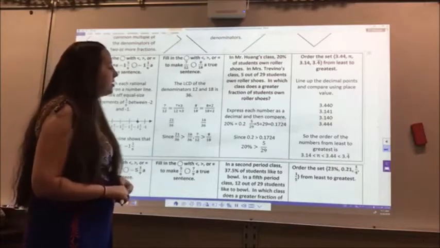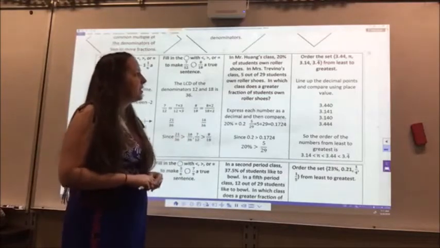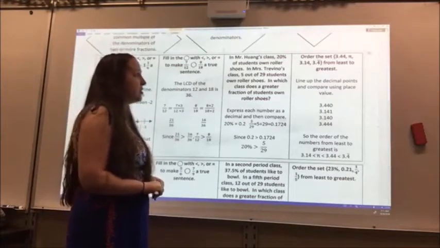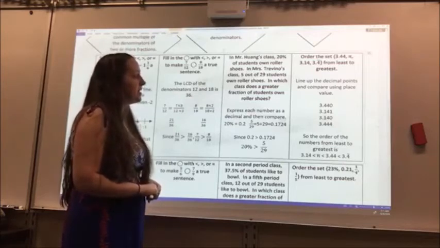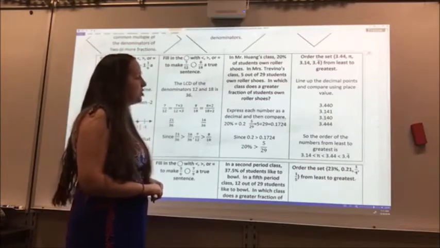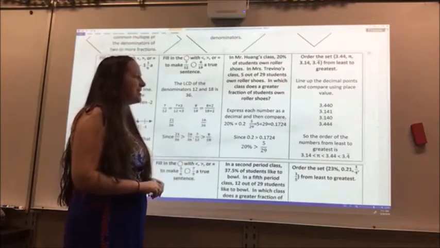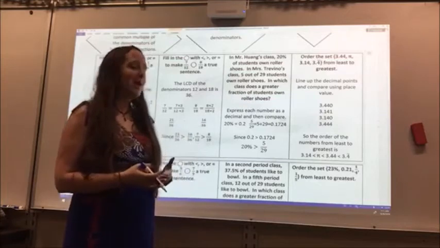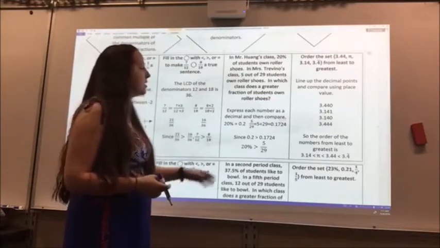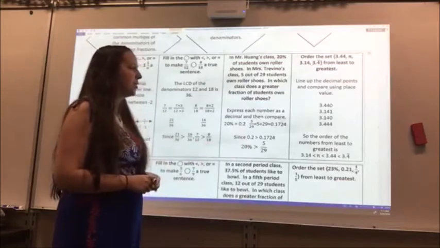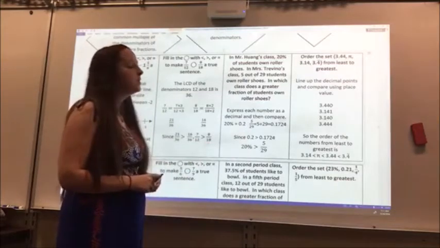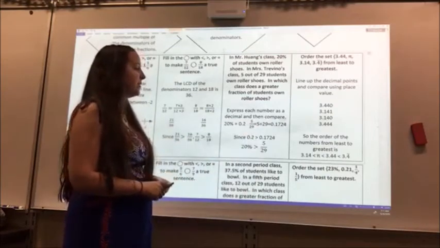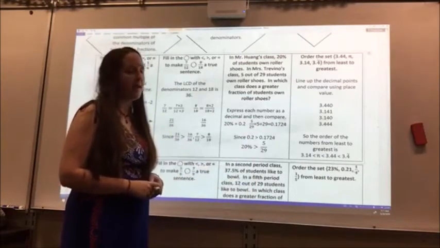Okay. In Mr. Hong's class, 20% of students own roller shoes. In Mrs. Trevino's class, 5 out of 29 students own roller shoes. In which class does a greater fraction of students own roller shoes? I can express each number as a decimal and then compare. 20% is 0.2, or 2/10, or 20 hundredths. 5 divided by 29 is 0.1724. So 0.2 is bigger than 0.1724, which means 20% is greater than 5/29.